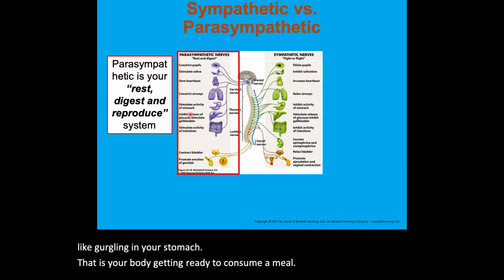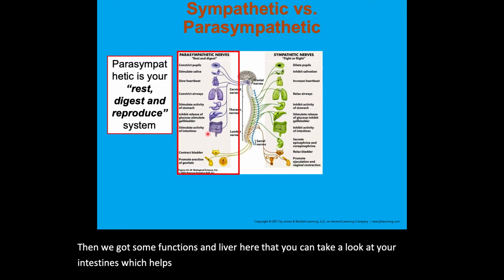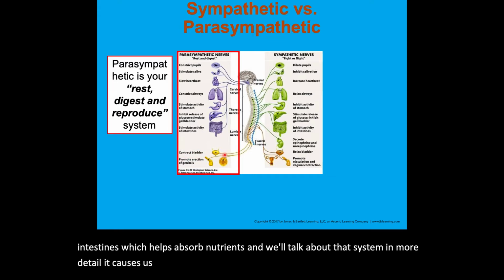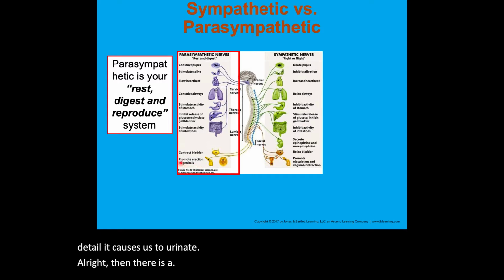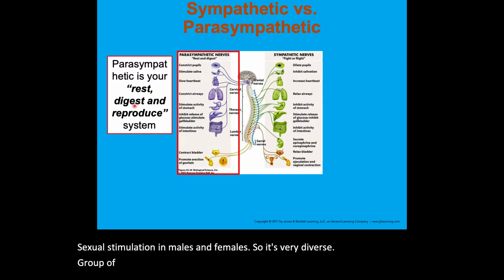Then we got some functions in the liver here that you can take a look at. Your intestines, which helps absorb nutrients, and we'll talk about that system in more detail. It causes us to urinate. All right. Then there is sexual stimulation in males and females. So it's a very diverse group of functions. But when you remember these three things, you know the general purpose of your parasympathetic.